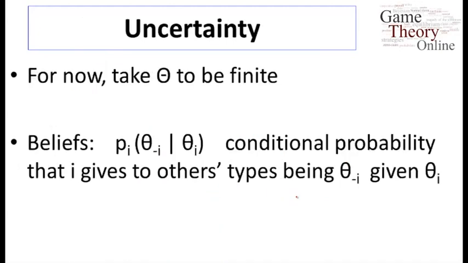So in terms of uncertainty, we'll take theta to be a finite set for now. That will make our life much easier. And then we can talk about the beliefs of a given player as being a conditional probability distribution over the types of the other players. So when we look at a particular player i, conditional on them being of type theta i, what's the probability that they assign to the other players being of type theta minus i?